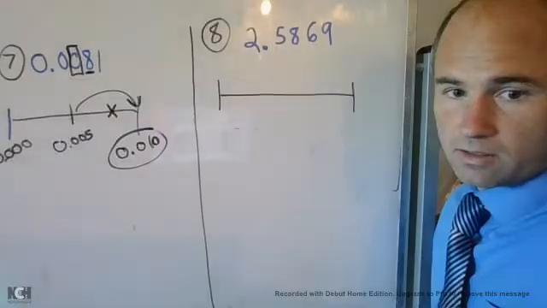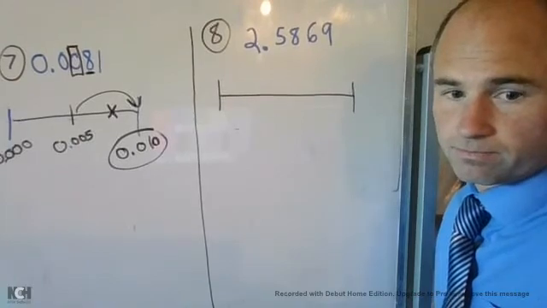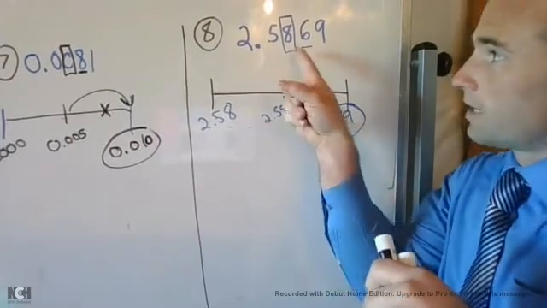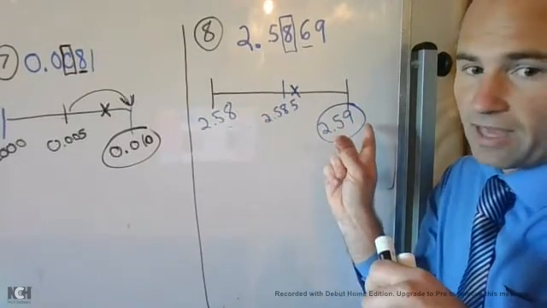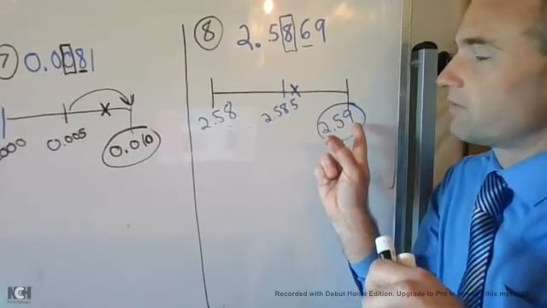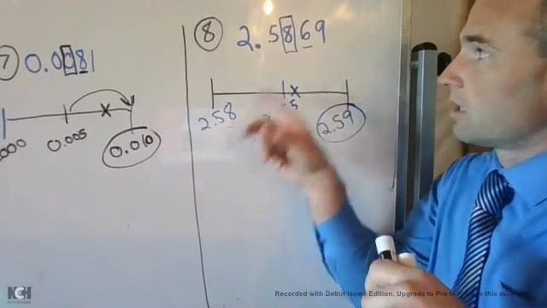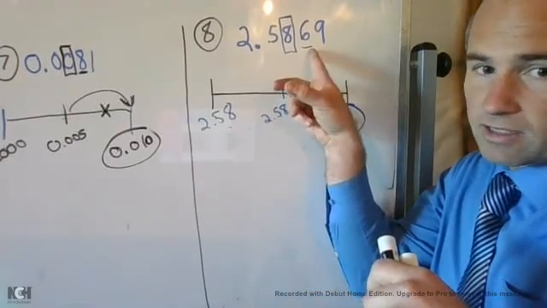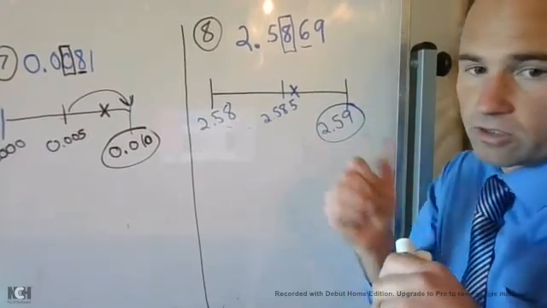Last one. Number 8. Round it to the nearest hundredths place again. So with this one, I have either 2 and 58/100ths or 2 and 59/100ths. There's a 6 in the thousandths place that tells me to round up. So I'm going to round it up to 2 and 59/100ths.